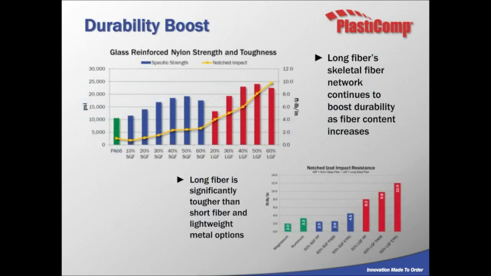And this is showing the impact properties as well as strength of long glass versus short glass. And you can see across the board at every loading percentage or reinforcement level, long glass outperforms short glass materials and adds to the strength of just the base resin as well. And then along the bottom, you can see a comparison of some of our long fiber material grades versus metals with regards to notched Izod impact. And we actually have higher impact values than magnesium and aluminum.